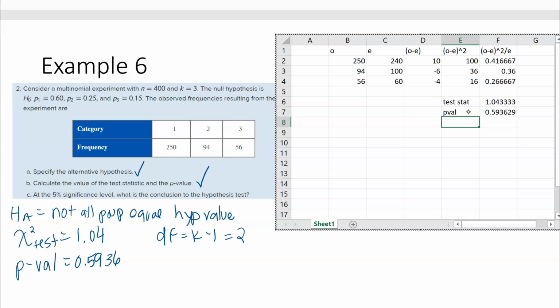C, at the 5% significance level, so our alpha is 0.05, what is our conclusion? Well, our p-value is greater than that. 0.59 is greater than 0.05. So we do not reject the null, so we're keeping the null. So we can say that the hypothesized values are going to be those population proportions. We cannot conclude that at least one of those proportions is not the hypothesized value.